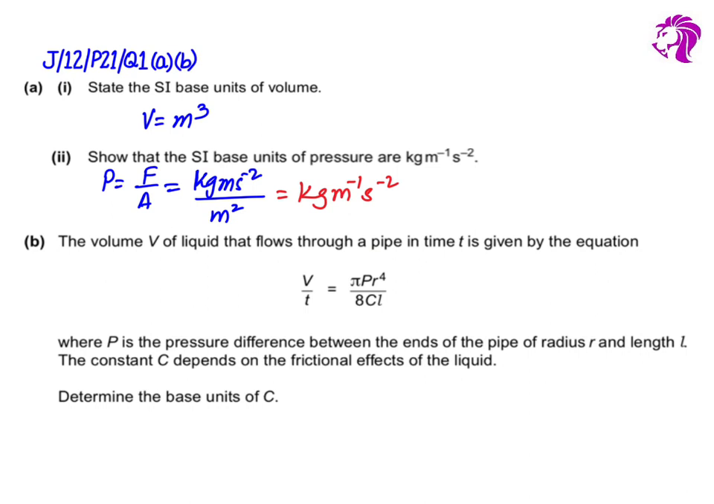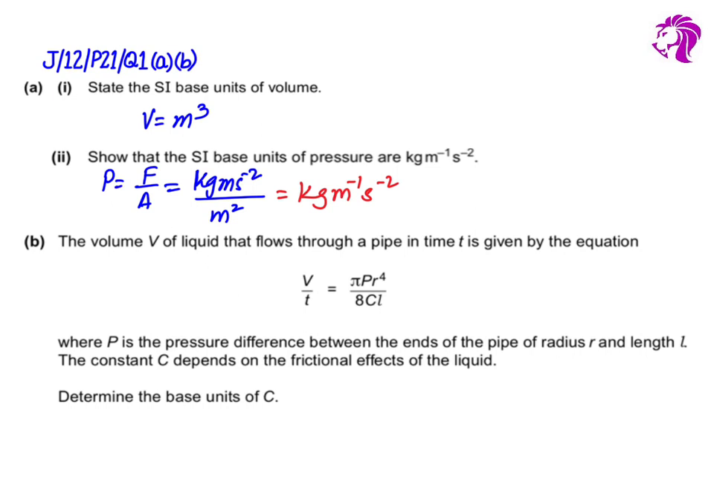Then b says that the volume V of the liquid flows through a pipe in time t and is given by the equation V upon t is equal to pi P r^4 over 8 l C. P is the pressure difference between ends of the pipe of radius r and length l. The constant C depends on the frictional effects of the liquid. Determine the base unit of C. So we need to find the base unit of C. Again, we'll make C the subject.